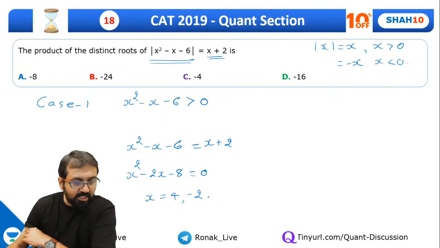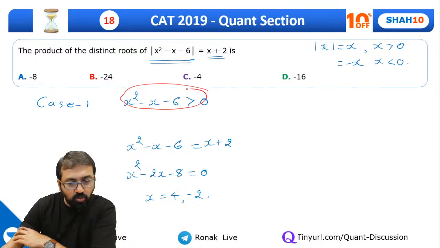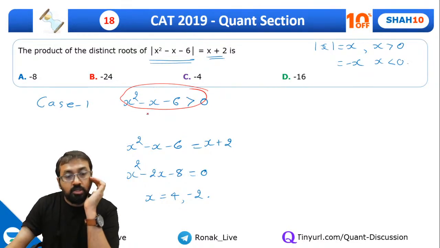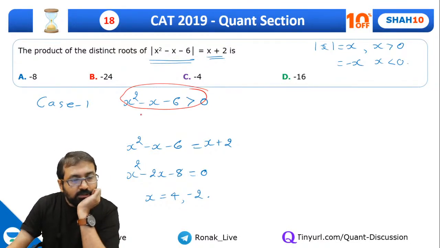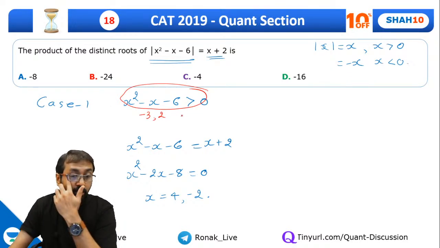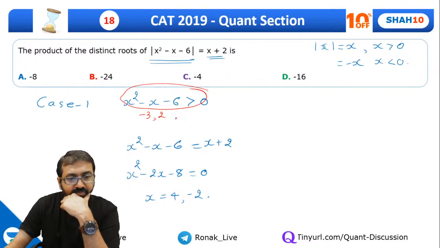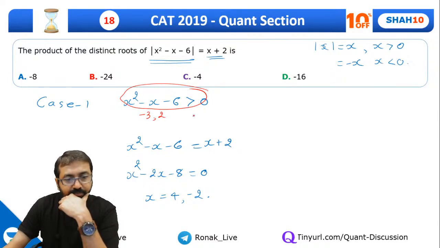Now when this condition is true, when we assume this, what are the roots over here? It will be minus 3 and 2, correct? It will be minus 3 and 2. So x has to be greater than 3 or x has to be less than minus 2.